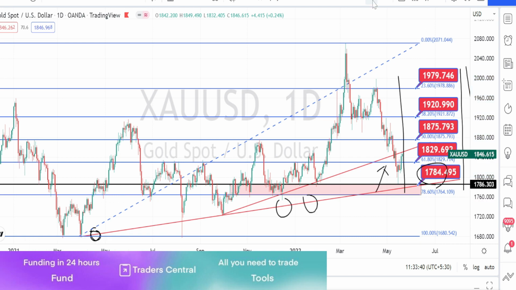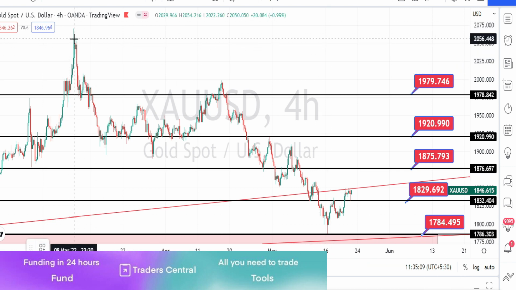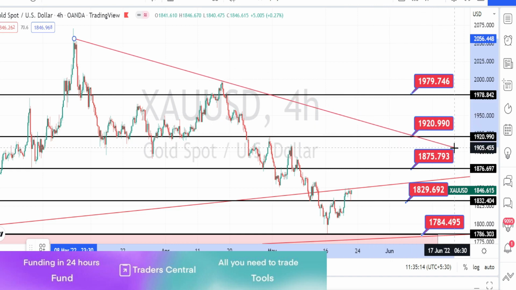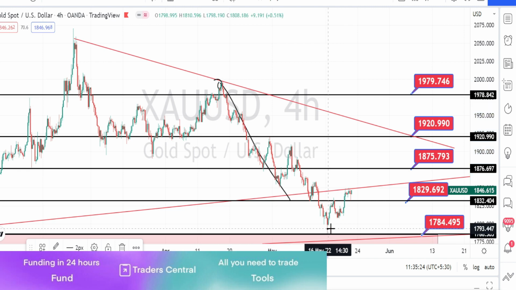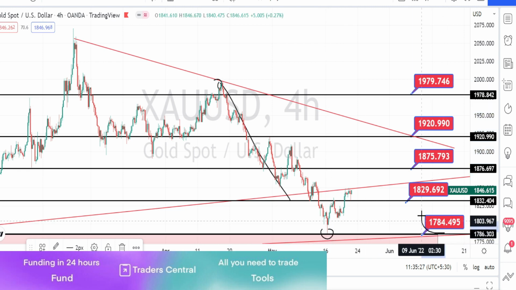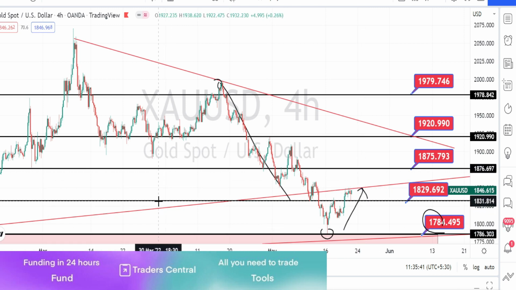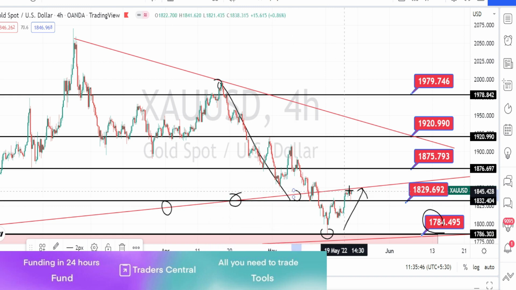Let us do the analysis in 4 hours time frame. I'm in 4 hours time frame now. When we look at the price action in 4 hours time frame, I'm drawing one more resistance line over here. Previously the price action was respecting this resistance line and has bounced back on the bearish trend reversal from this resistance line. Currently it has taken support on the support level of 1784 and it has bounced back on the bullish trend reversal. But looking at the current price action, it has to break this daily time frame resistance line in order to continue its bullish trend.